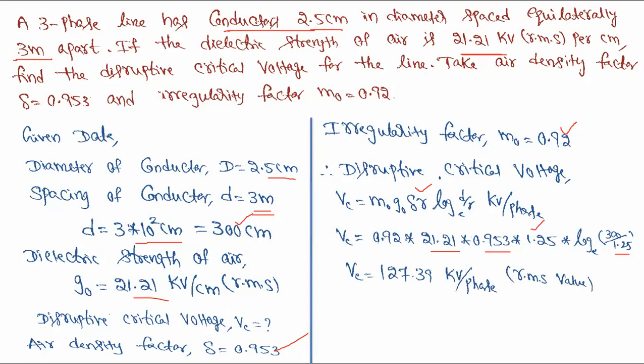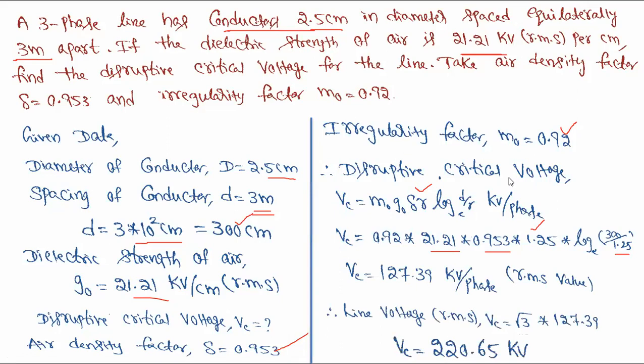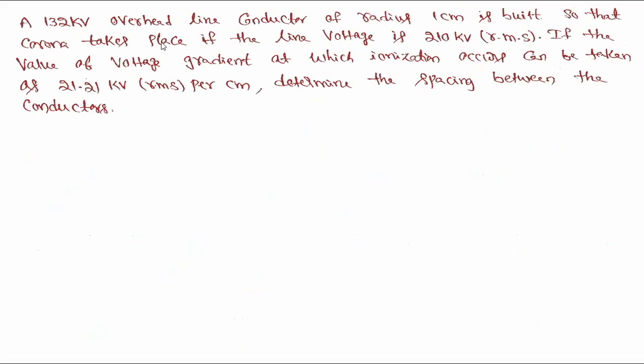But we require the line value, so multiply with respect to √3. That is √3 into 127.39. Finally, we get the disruptive critical voltage as 220.65 kilovolts. And go to the next problem.